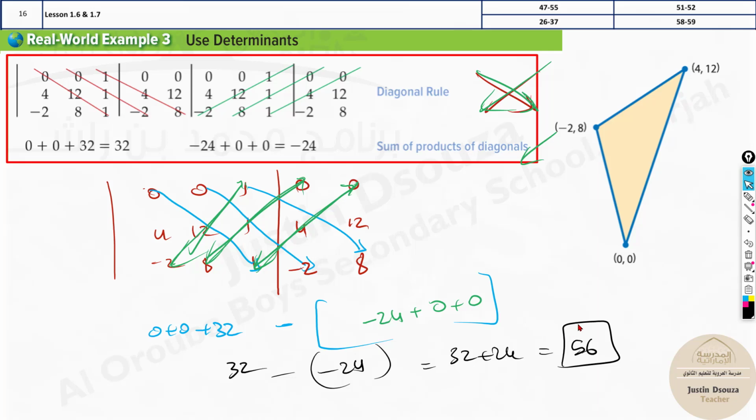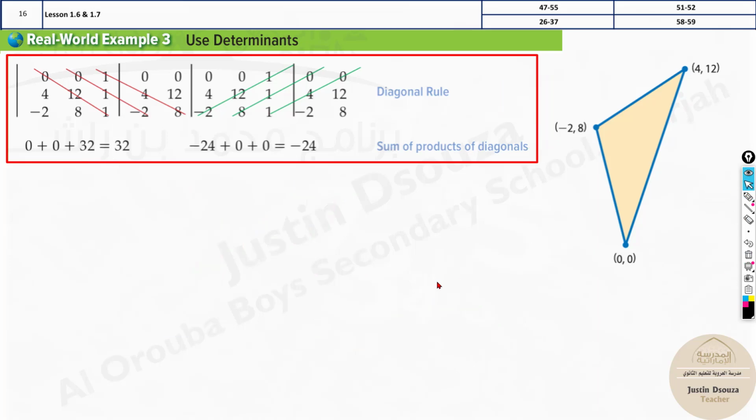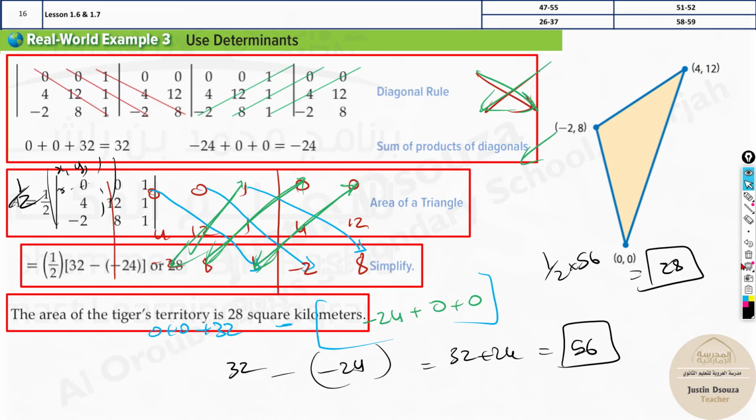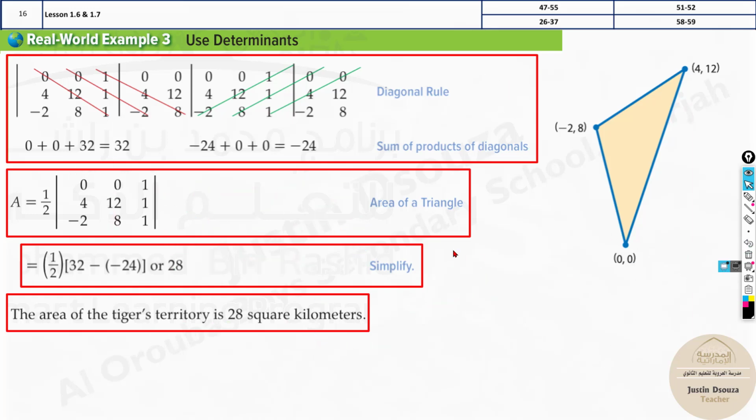Now this 56 is not the area, it is the determinant value. But what was the actual formula? It is half times the determinant of x1, y1, 1, x2, y2, 1, and so on. So 56 is nearly there, but half times 56 would be 28. So 28 square units must be the area. Let's quickly check the answer. Yes, it's 28. Since it was in kilometers in the question, it's square kilometers. That's how we solve these problems.